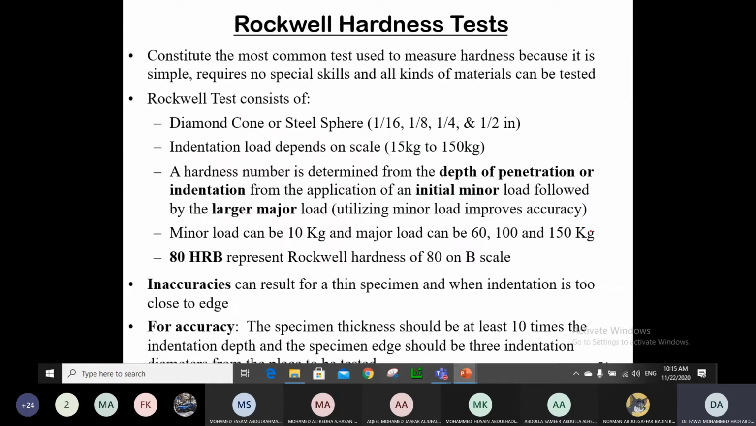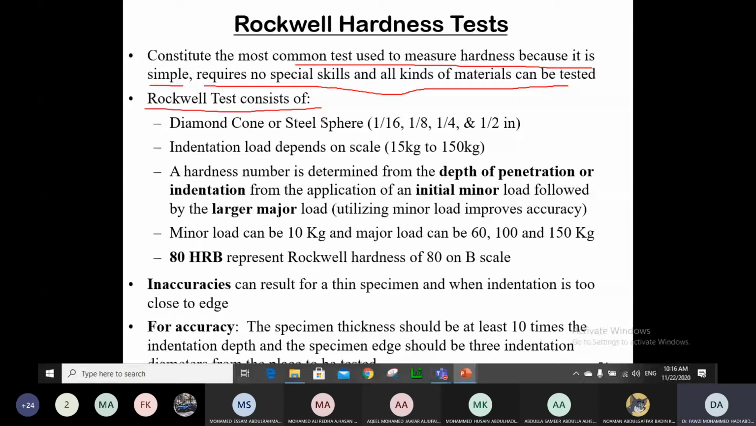Next, we will summarize them again and explain them more comprehensively, as we have already covered them. The Rockwell hardness test is the most common test, as we said last time, because it is very simple. It requires no special skills, and you can test any kind of material. It is very simple.